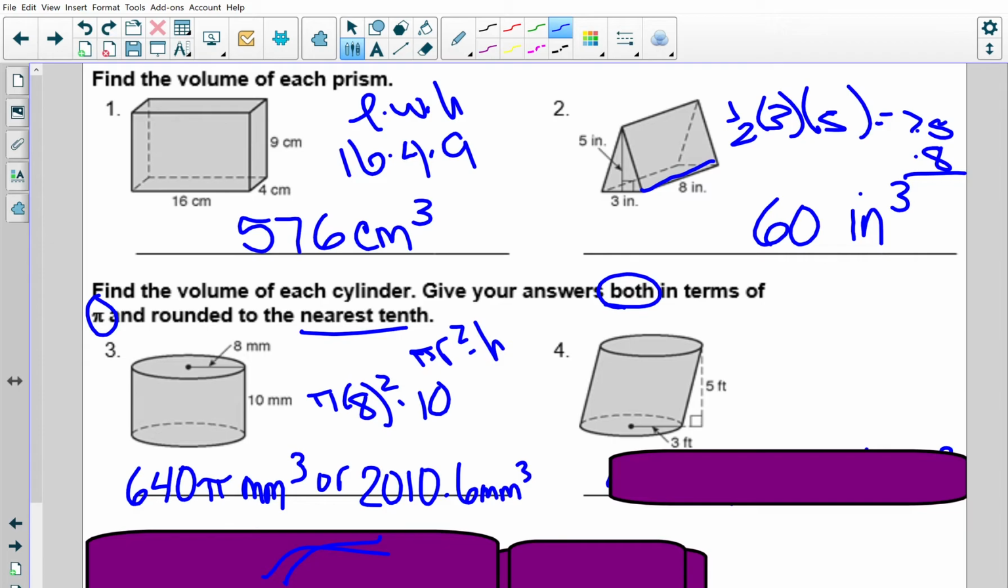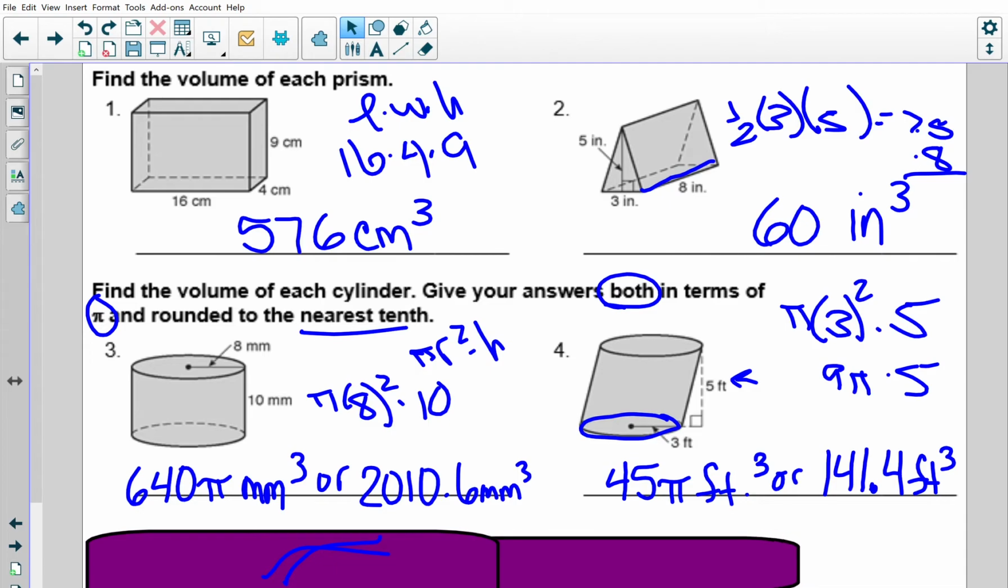Over here at number 4, we have the area of the circle, which has to be pi r squared times the perpendicular height. Right? So this is going to be 9 pi times 5, which, once you work it out, is equal to 45 pi. Multiplying by 3.14, you get your answer. Easy peasy.